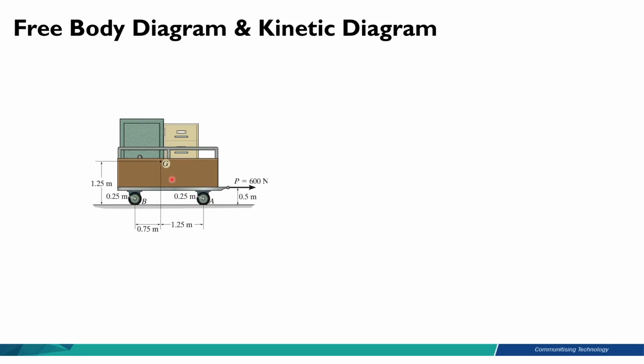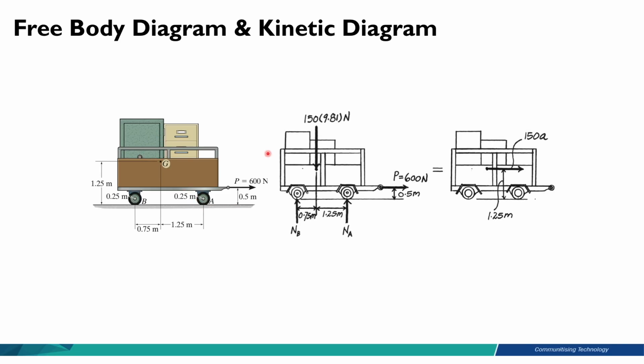Same example here. We can draw the free body diagram and also kinetic diagram. Basically, we're going to have a weight pointing down. 150 is the mass of the trolley, multiplied with G, 9.81. At point A and point B, we have the normal force because both points are in contact with the ground. And we have the towing force P that is applied to the trolley. P is pointing to the right.